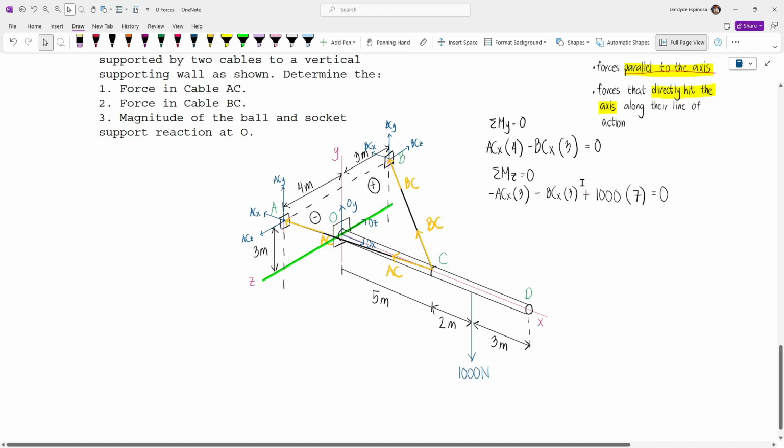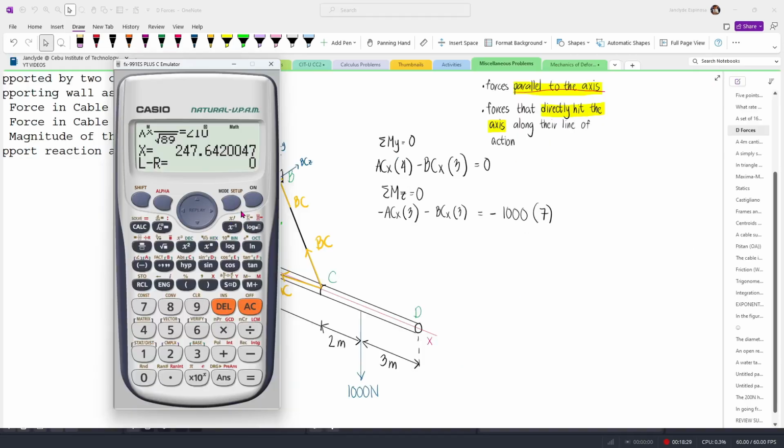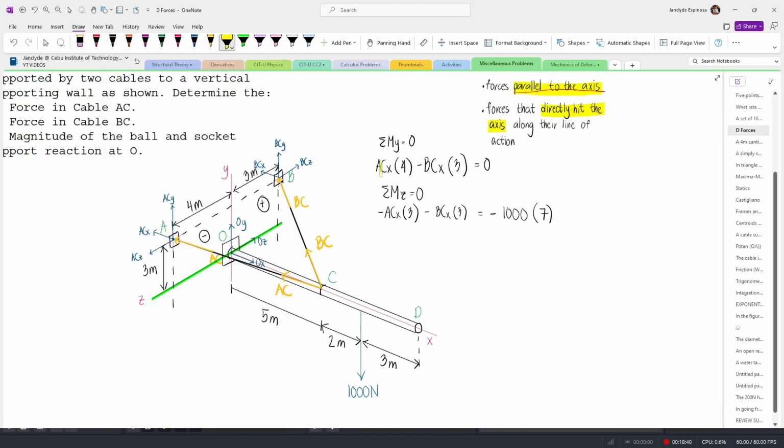Now, rearranging this equation, I can apply two equations to two unknowns. Moving this one to the right, it will now become negative, so this is minus, and let's just remove the 0. I can now solve for ACX and BCX. So we have mode, and then equation, pick one. Let's treat this as our x and this one as our y. Our coefficients will correspond to A and B, while the constant term will correspond to C.